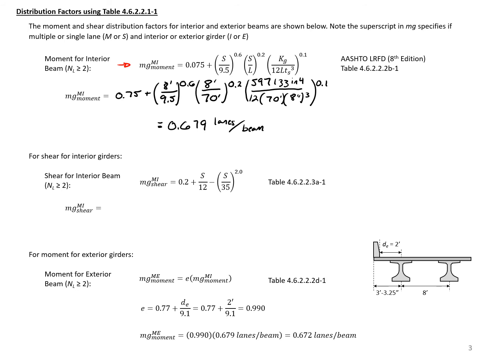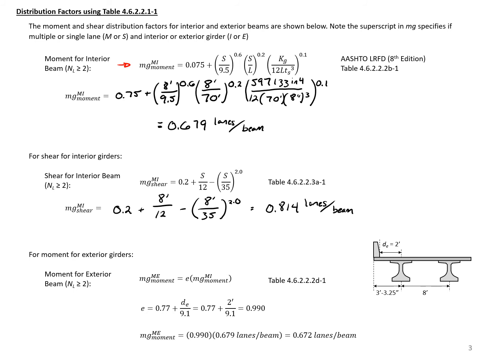So next we can find our shear distribution factors for interior beams if we have more than 2 lanes. So plugging in our values into the equation from our AASHTO table, we'll get 0.2 plus 8 feet divided by 12 minus 8 feet divided by 35 to the 2.0 power. And we'll get our distribution factor here to be 0.814 lanes per beam.